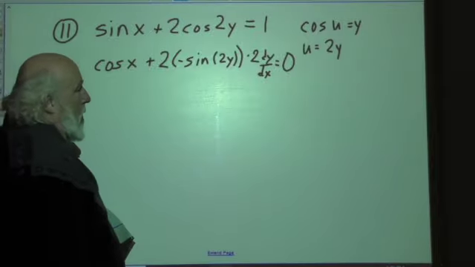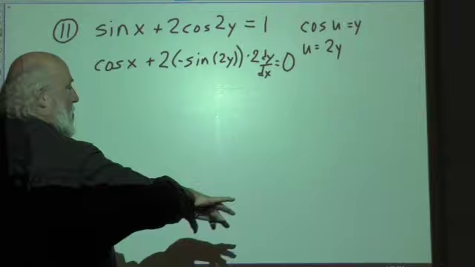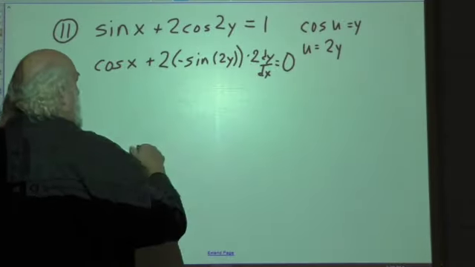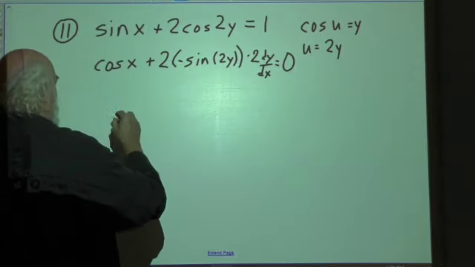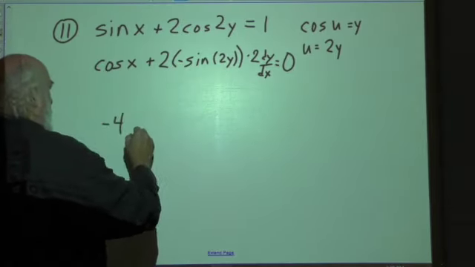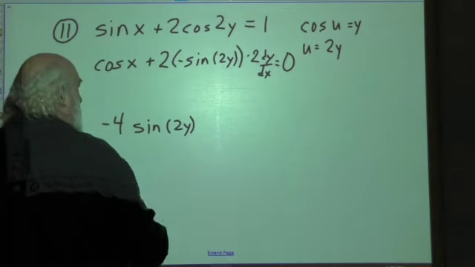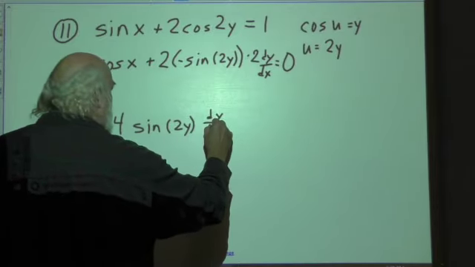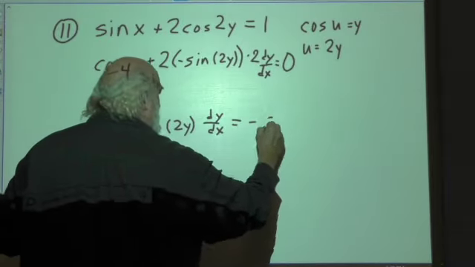So even though I haven't multiplied this out yet, I'm going to go ahead and get rid of this and get it out of the way so it doesn't confuse me. And I'm going to go ahead and multiply 2 times 2. And you've got a negative sign there, so 2 times 2 times negative 1 is negative 4. Sine of the angle 2y dy dx equals, like I said, I'm subtracting this to get it out of the way.